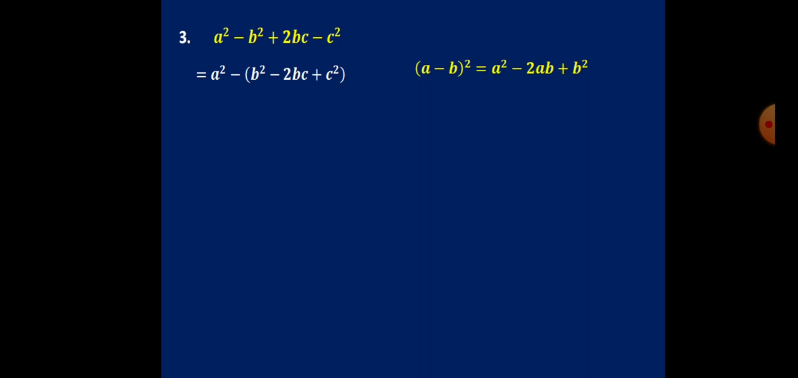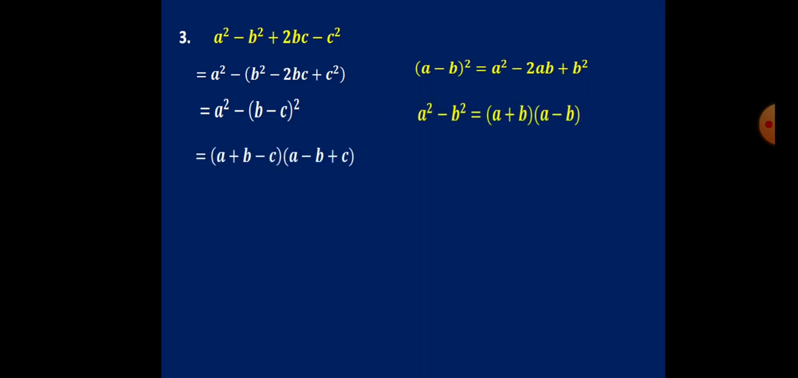And you all see that the second term fits into the identity (a minus b) squared equals a squared minus 2ab plus b squared. So this can be written in this way. That is, this one fits into another identity, a squared minus b squared, that is (a plus b) into (a minus b). That means (a plus b minus c)(a minus b plus c). Okay, this is also solved.